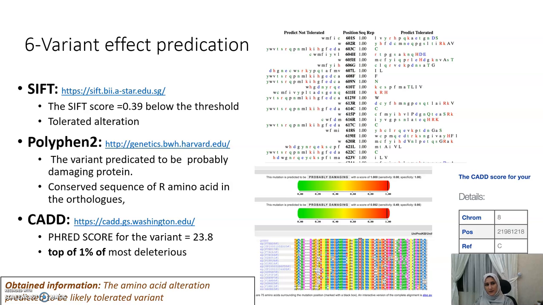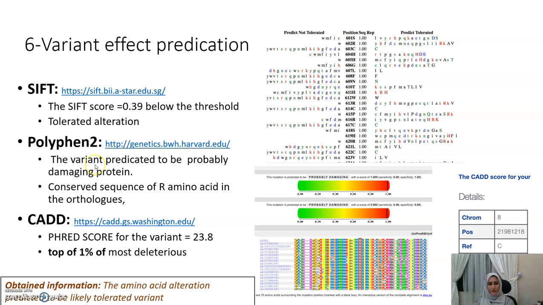To predict the variant effect, I went through 3 tools. First, I go to SIFT. By putting in the variant, I look at the location of our amino acid. Here is 620 arginine. If it's replaced with glutamine, here a Q, it's predicted to be tolerated, and it gives you a score of 0.39, which is above the threshold, and it's predicted as tolerated.